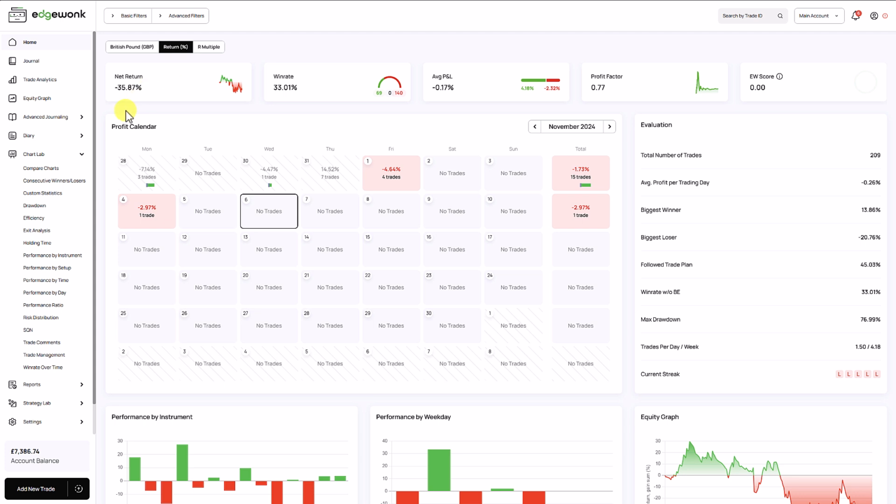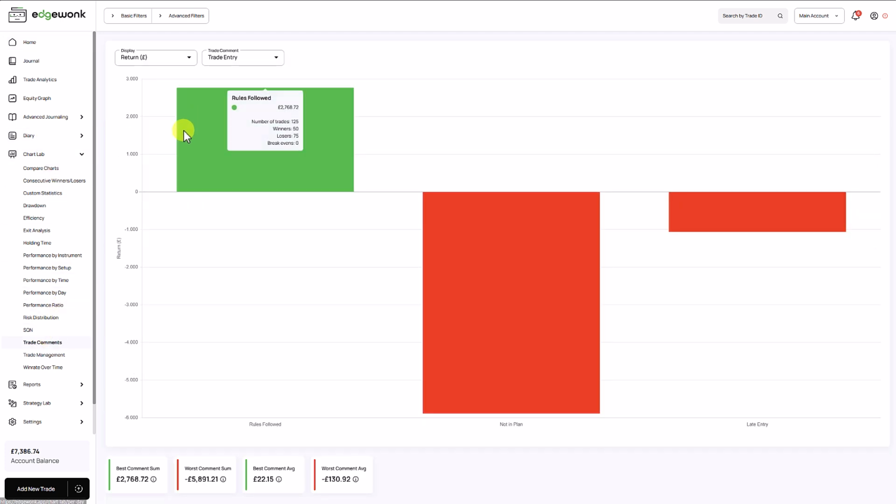The first thing I like to do in a new journal is I go to the chart lab and then to the trade comments, and he has trade comments for his trade entries. And what we can see right away is that he has one comment which is called not in plan, and this is a huge negative outlier. This is quite common to see in underperforming trading journals, but the interesting thing is how big of an impact will this have on the performance.